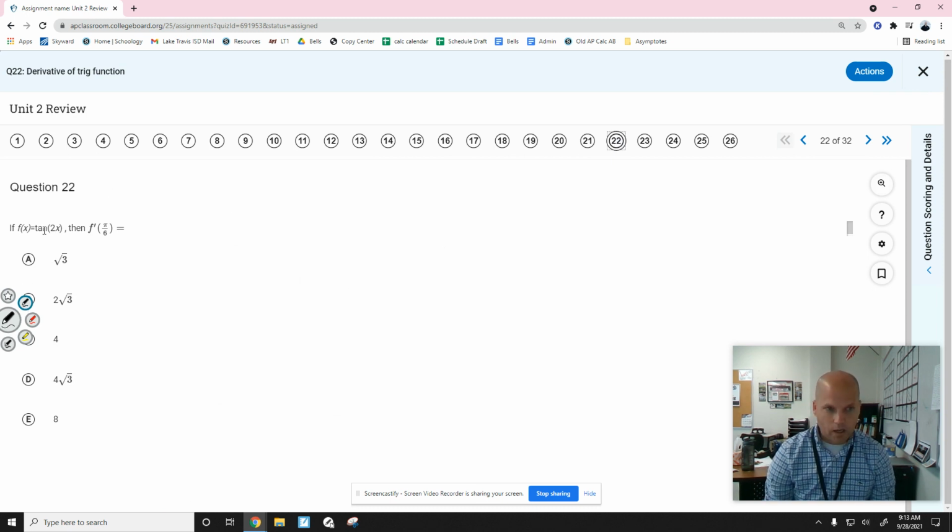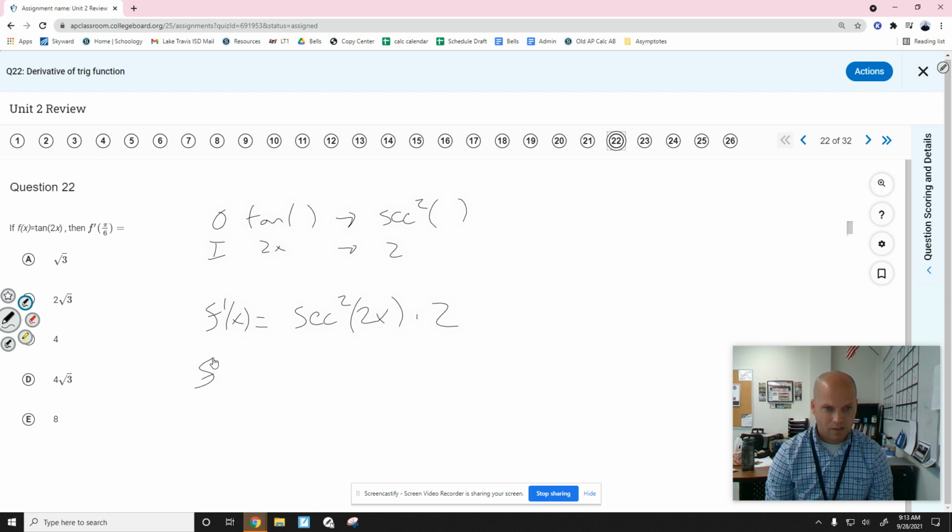Chain, tan of 2x, O and I. O is the tangent function, the I is 2x. You need to know the derivative of the tangent: secant squared. Okay, so f prime is secant squared parentheses times 2. What starts in the parentheses stays in the parentheses. I want to find this at pi over 6. Oh, how do I do that? Secant squared. Okay, 2 times pi over 6 is 2 pi over 6, which turns into pi over 3.